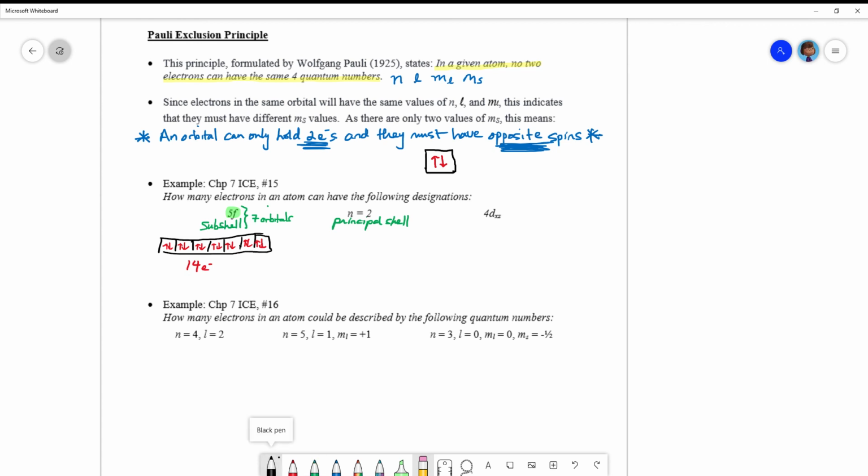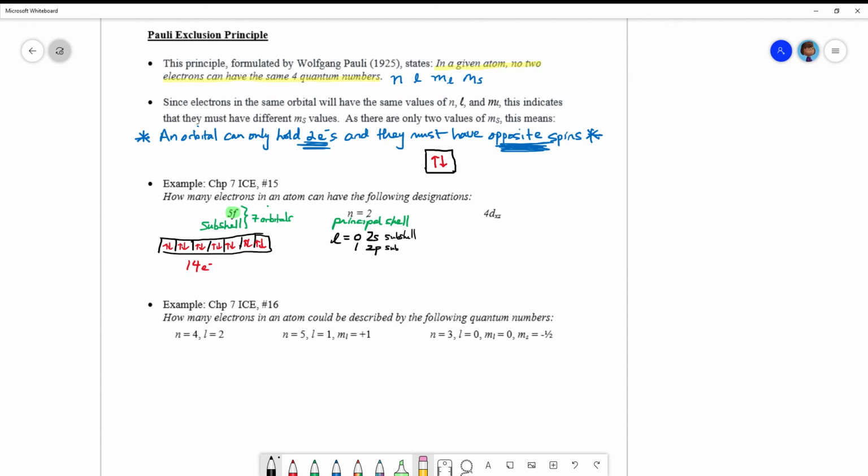Well, how many subshells and how many orbitals are in the n equals 2 principal shell? Well, when n is equal to 2, we know that l is equal to 0 and 1. That means in the n equals 2 principal shell, we have a 2s subshell and a 2p subshell. So these are our subshells.